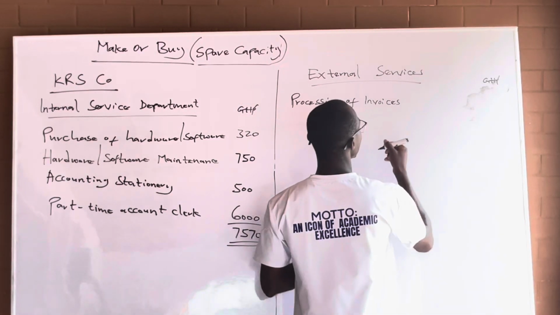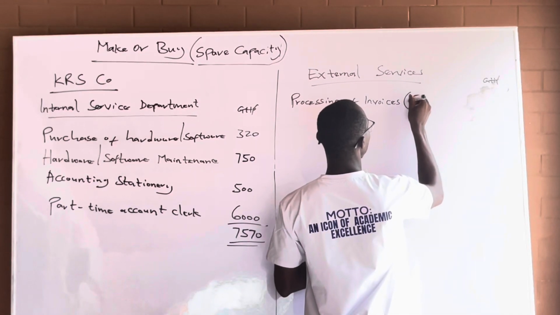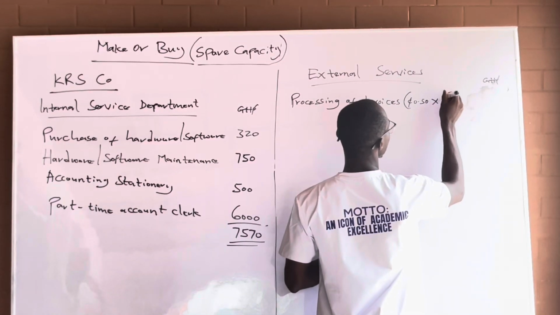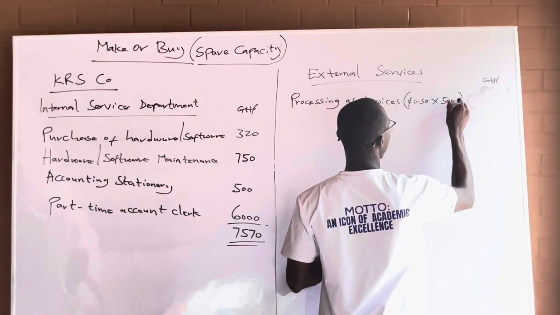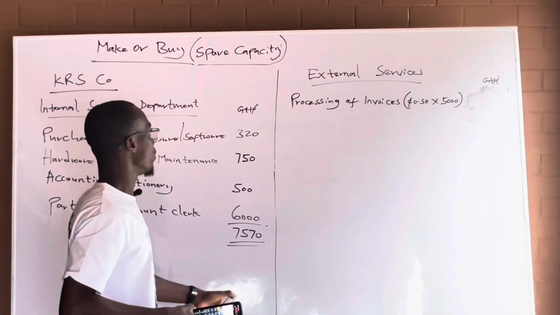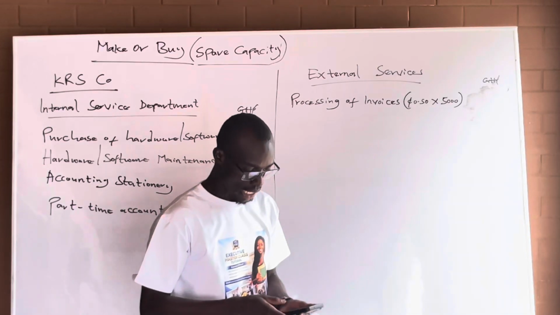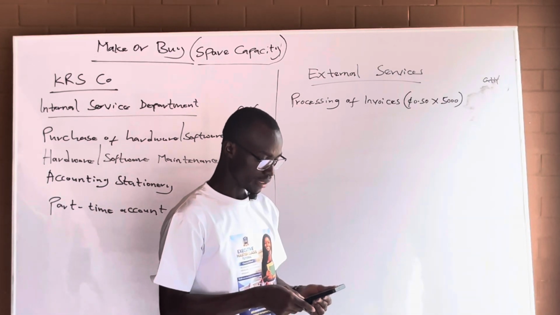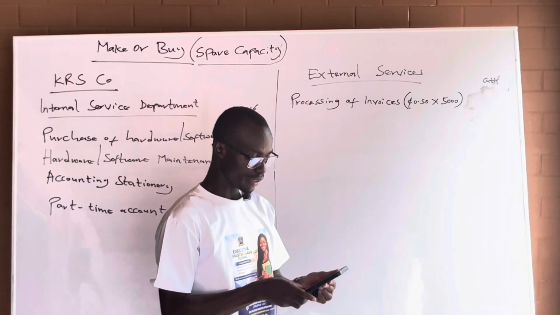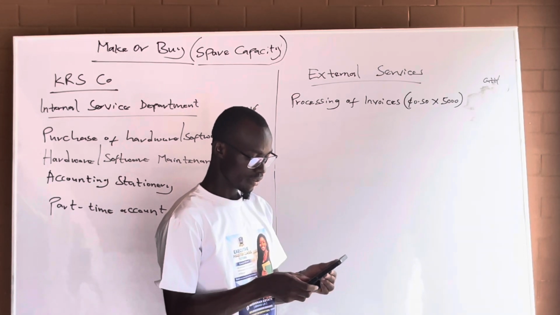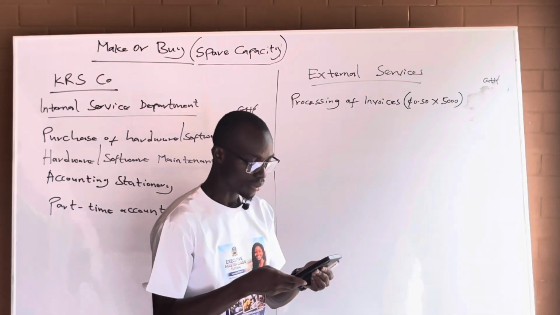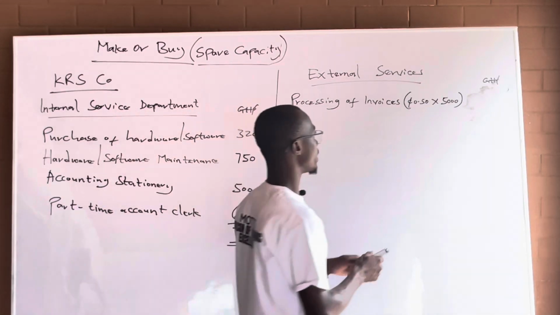So let me see, 0.50 times 5,000, because these calculations were all in annum, so we need to get it in annum so that we get to know the exact figure for it. So 0.50 times 5,000, 5,000 documents per annum. So I'm having 2,500 Ghana cedis.